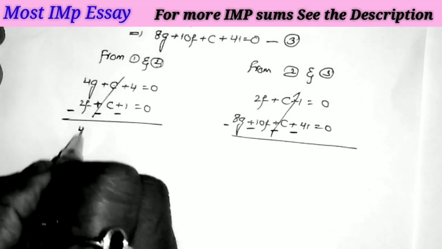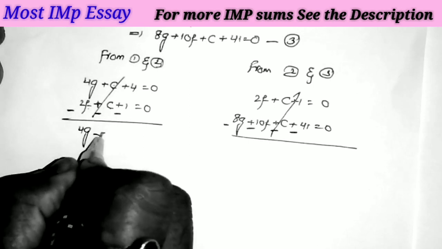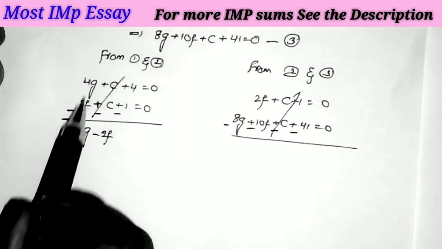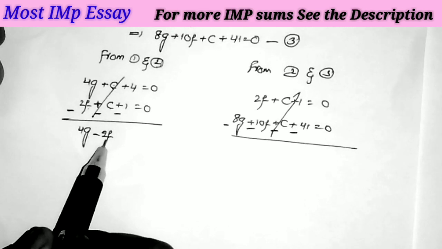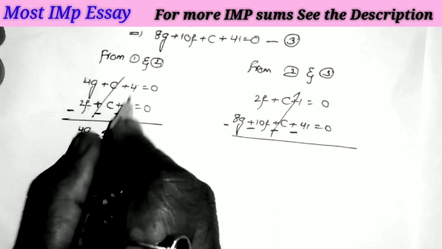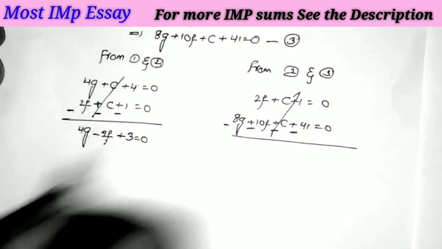Now what are the remaining values? What is the first value? 4g. What is the next one? Minus 2c. These two letters are different letters, so we don't subtract here. This is g term, this is f term. Okay, 4g minus 2f plus, but here we take the subtraction. 4 minus 1, that is plus 3 is equal to 0.